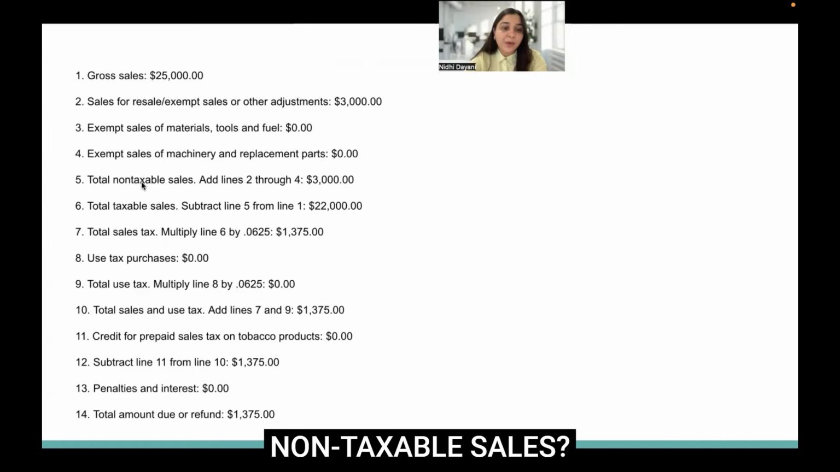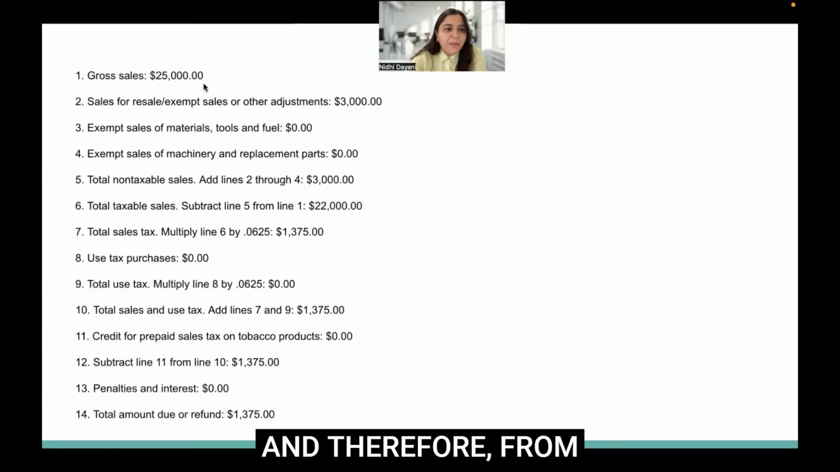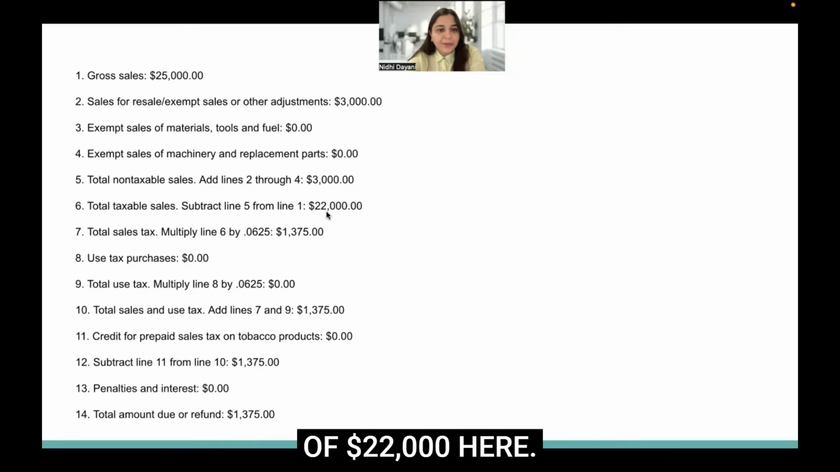Now, what about non-taxable sales? If you remember, I told you that any food which is unprepared, especially in the state of Massachusetts, is exempt. So therefore, there is a sale of coffee beans that we are considering, which we are taking to be non-taxable from the perspective of sales tax. And therefore, from our gross sales of 25,000, we have subtracted this 3,000, and therefore we have the figure of 22,000 here.